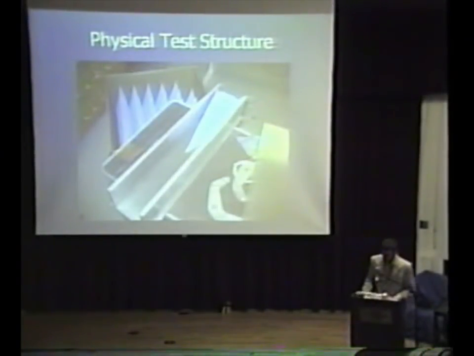This is my physical test structure. It's the waveguide with the top removed. The blue cone is an electromagnetic radiation absorbing material. It'll absorb any energy that's propagating down the waveguide so it doesn't reflect back into the antenna, simulating radiation into free space.